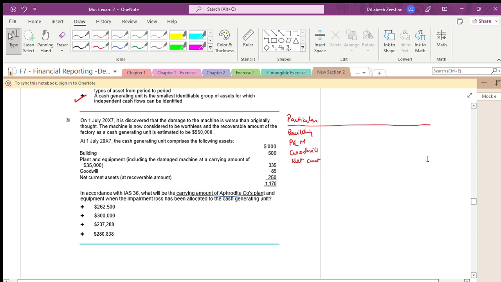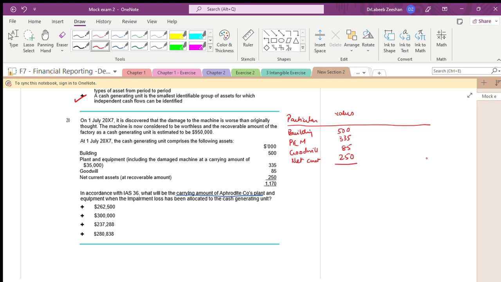Okay. How much are the values? Buildings is 500. Plant and machinery is 335. Goodwill is 85. And net current assets 250. Net current assets will remain the same. Okay. 170. Is it right?